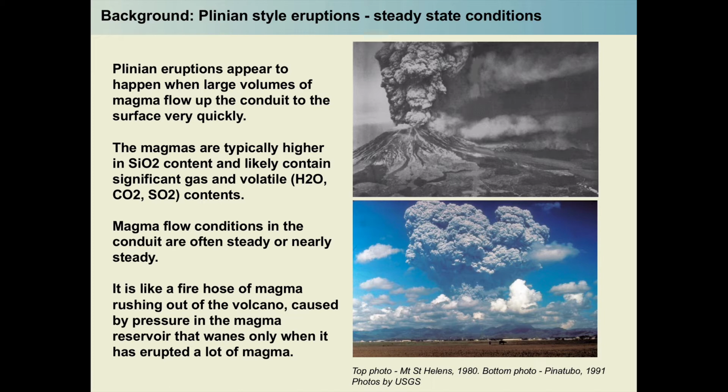And this is caused by pressure in the magma reservoir. And only when the magma reservoir starts to empty appreciably or the pressure in the reservoir starts dropping, that's the point at which you actually can have this eruption style tail off and then stop. But this only usually happens when the volcano's erupted a lot of magma.